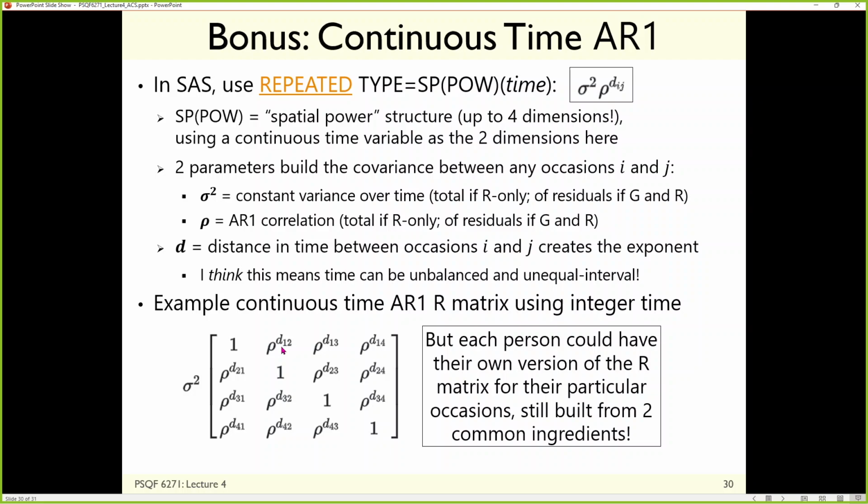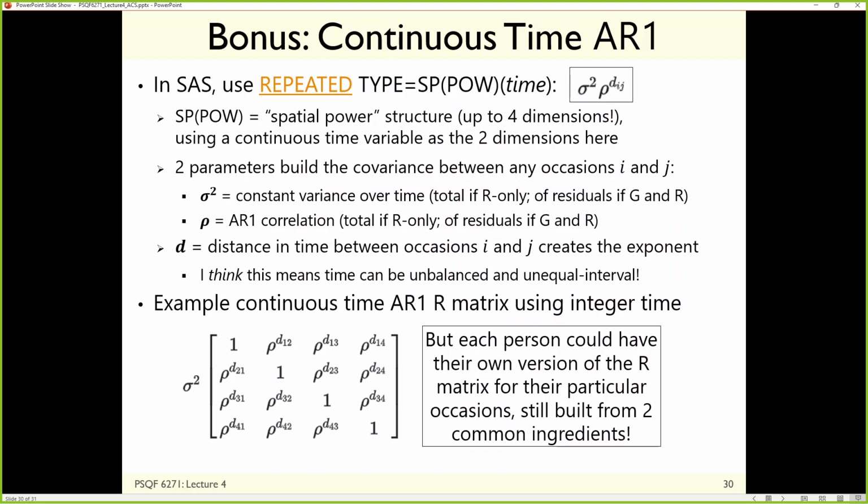So if somebody had balanced data, then it would look like this, where you have lag 1, lag 2, lag 3, but then I and J could take on whatever values they need to be. So if you have occasions that are 1.5 in time apart, then the distance would be R to the 1.5 power.